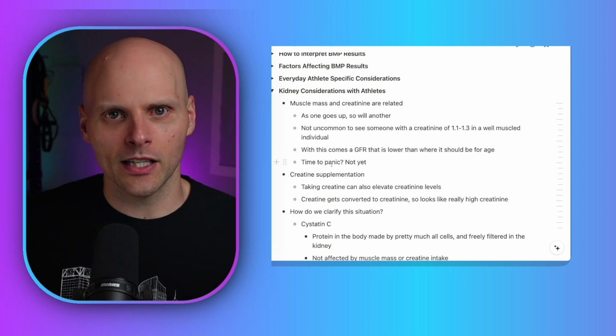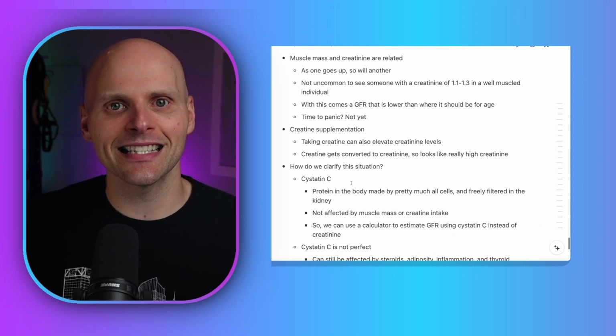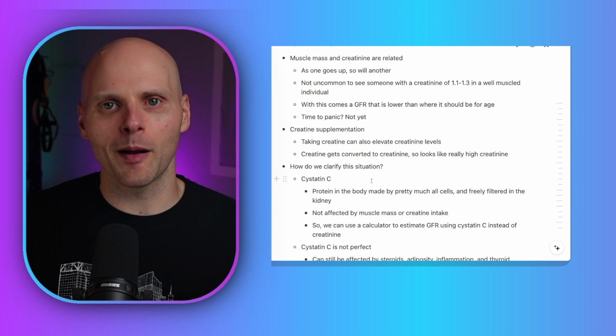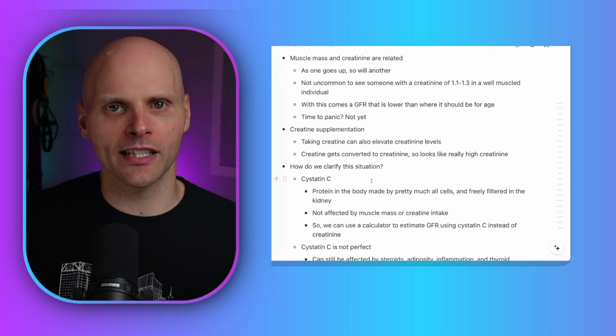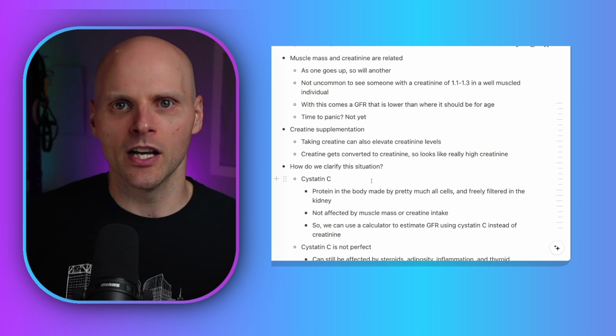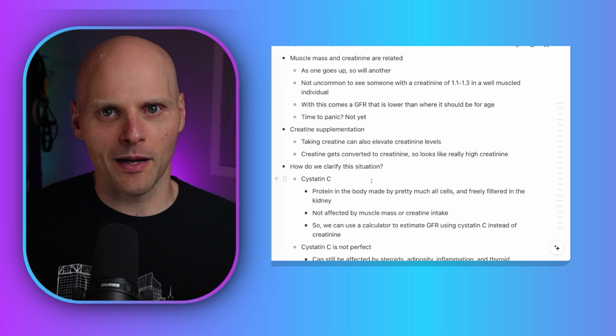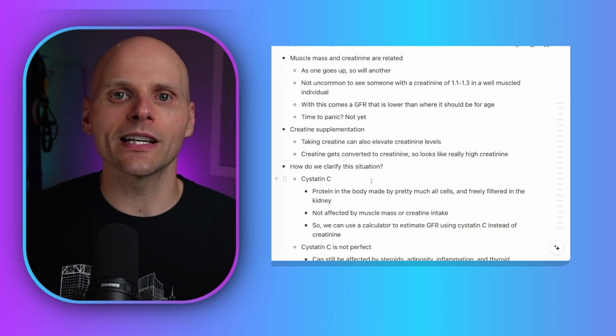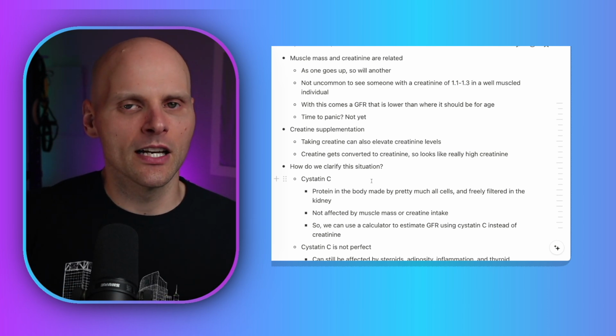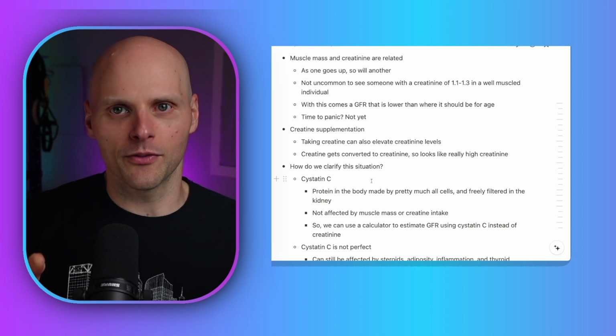One thing we can do is we can get something called a cystatin C. A cystatin C is a protein in the body made by pretty much all your cells, and it's freely filtered in the kidney. Freely filtered means it just kind of goes through. It doesn't get absorbed necessarily as much. And it's not affected by muscle mass or creatine intake. So we can use a slightly different calculator that uses cystatin C instead of creatinine to estimate our GFR. So once again, we are using cystatin C to calculate our glomerular filtration rate, a marker of our kidney function, instead of the creatinine number. So that's kind of helpful.